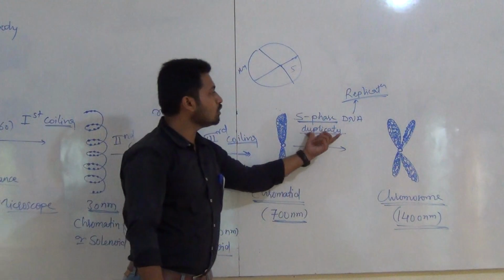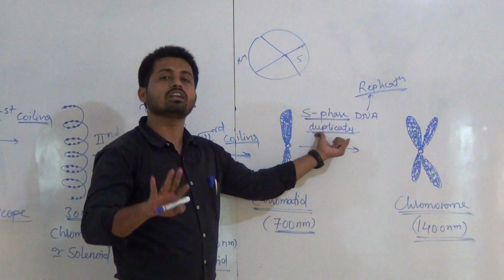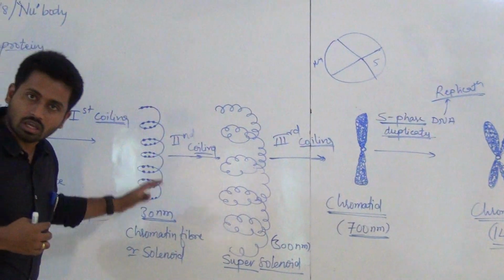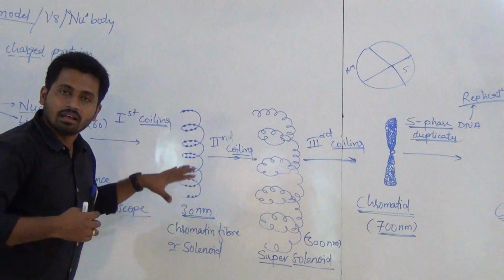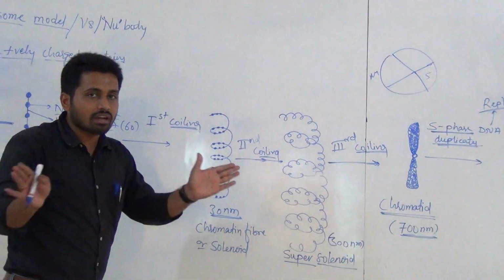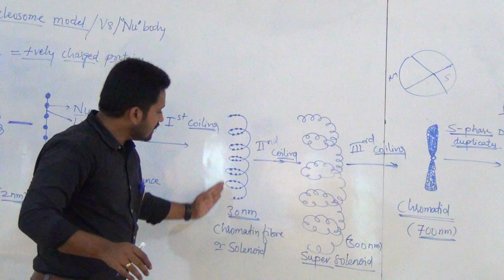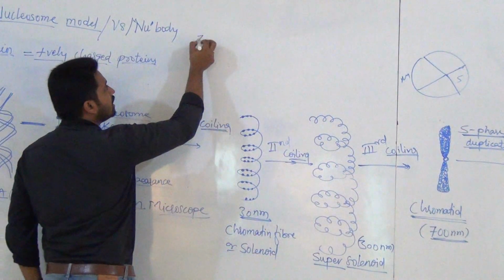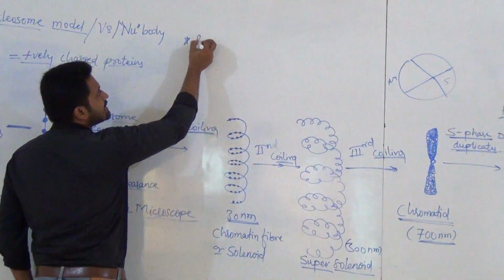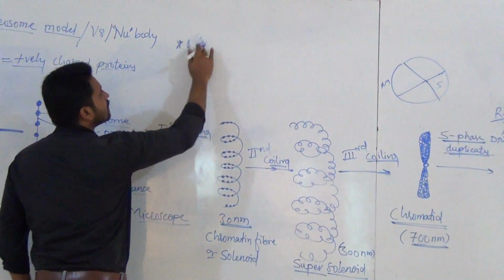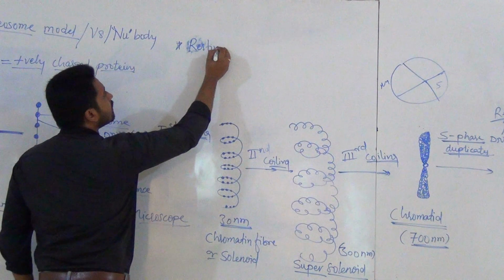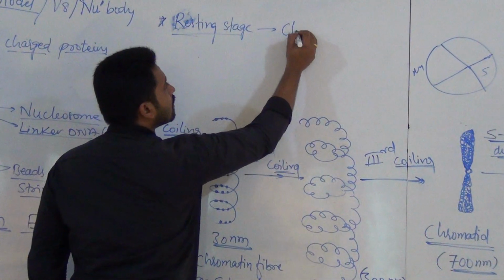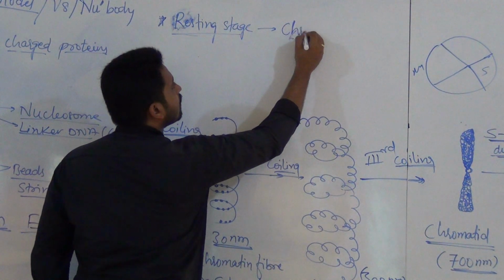Now the question comes here: why are we talking about replication or making a double copy? Remember, when our cells are in the resting stage, meaning the non-dividing stage, the DNA is found in which form? Chromatin fiber form. Very important point. When the cells are in the resting stage, our DNA is in which form?